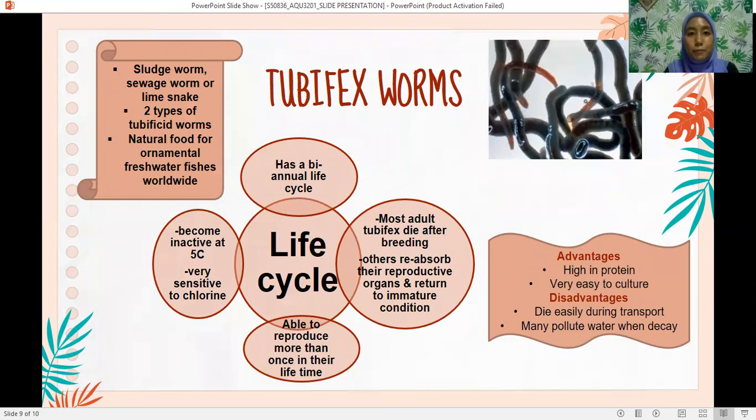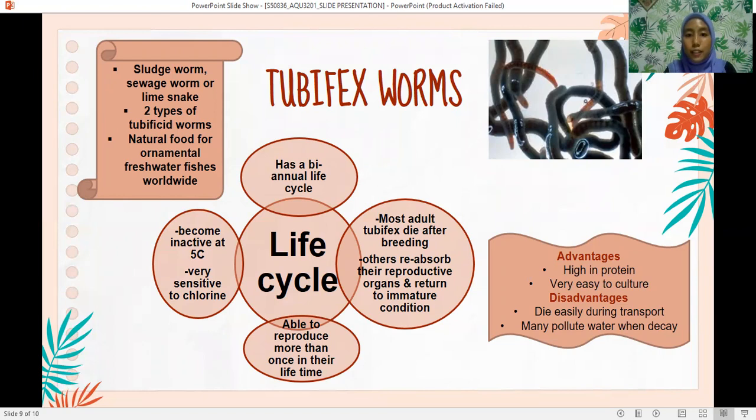Okay, last but not least, the tubifex worm, also called sludge worm, sewage worm, or lime snake. There are 2 types of tubifex worms: red tubifex, which is the mainly cultured species, and black tubifex, which is a similar species but dark in color. The tubifex worm has a biannual life cycle.